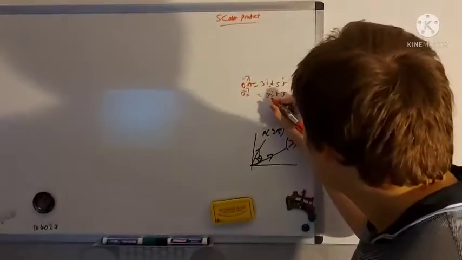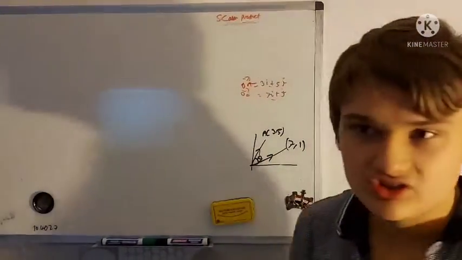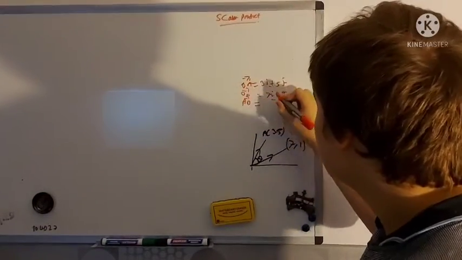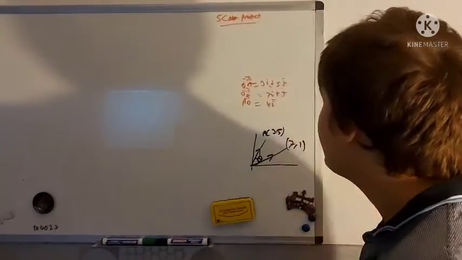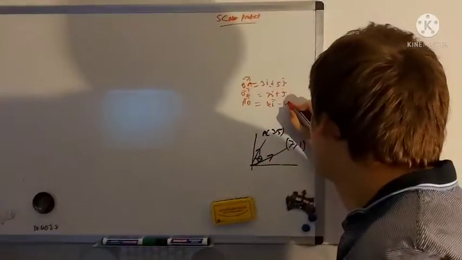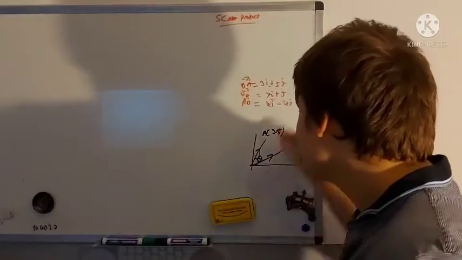Right. Make sure you all know your vectors and stuff. Well, what's AB then? AB is OB, take away OA, so that's 4i. Now, we've got 1, take away 5, so it'll be minus 4j.